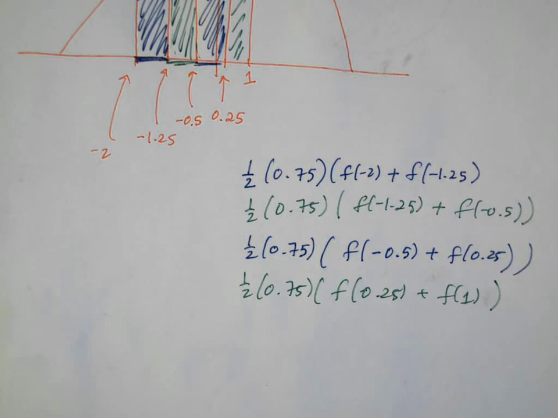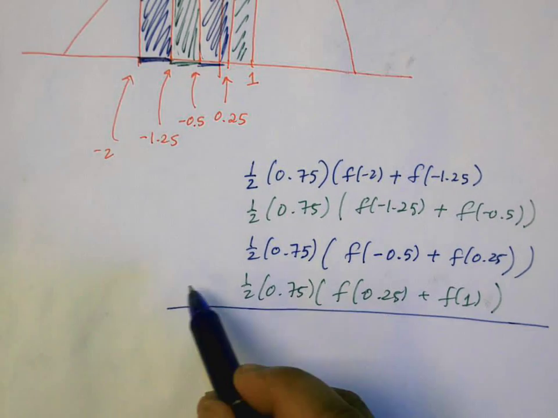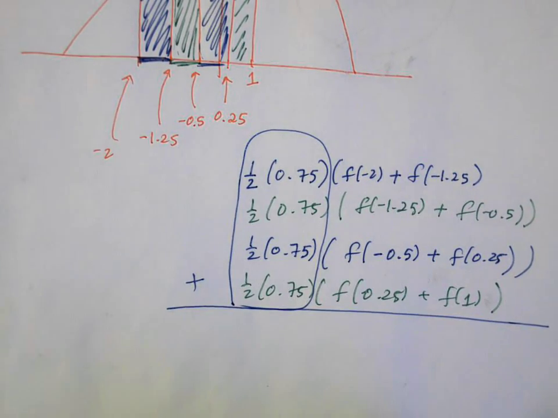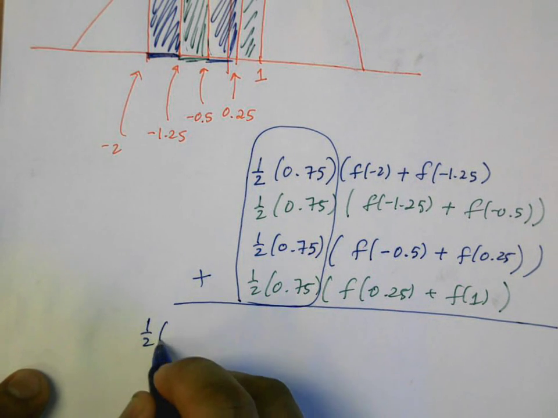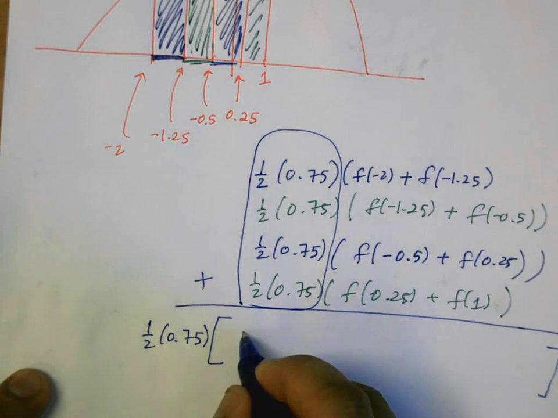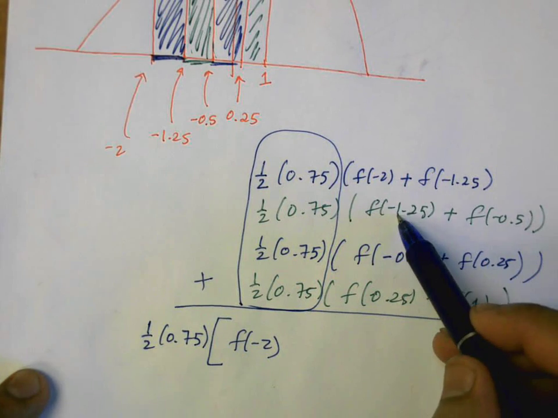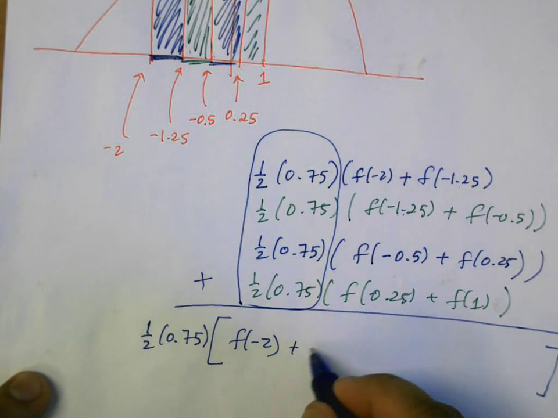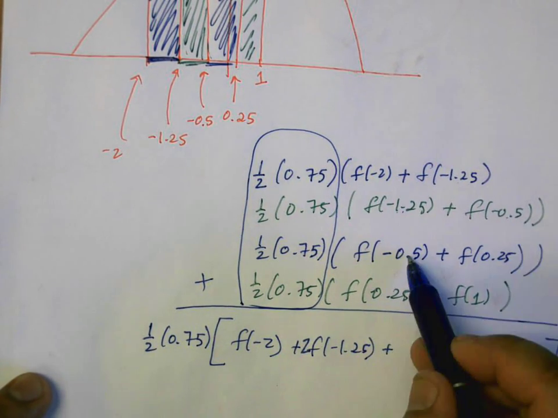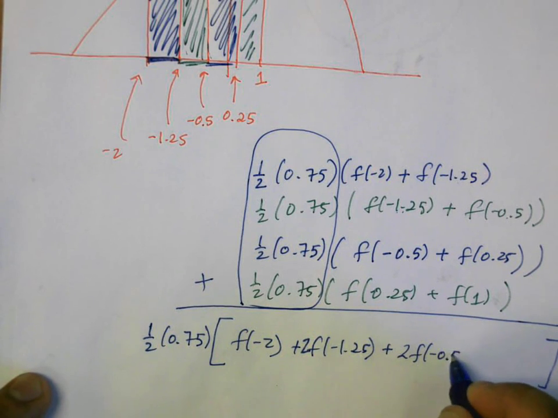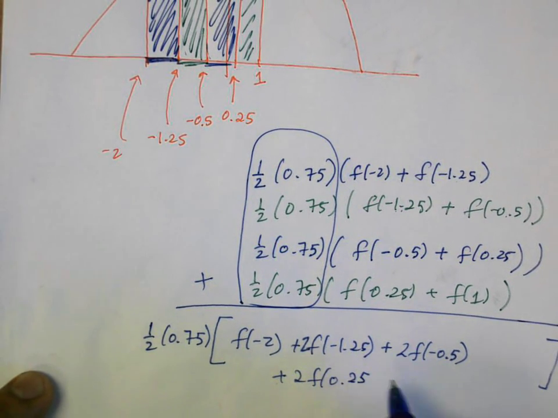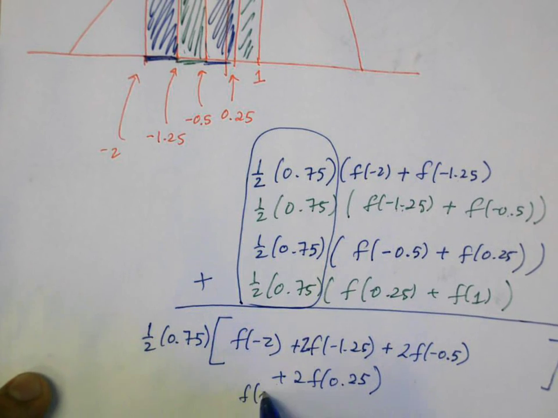So now that's all nice and good, and we're adding all of these up. You can see that we have 1/2 times 0.75 there, so we can factor all of that out. And then we have f of -2, and then 2 of f of -1.25, and then 2 of f of -1/2, and then 2 of f of 0.25, and then 1 of f of 1.